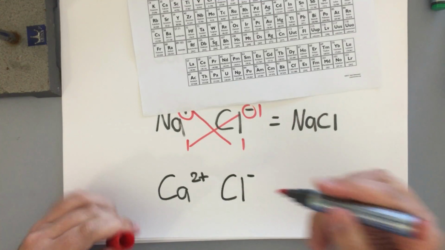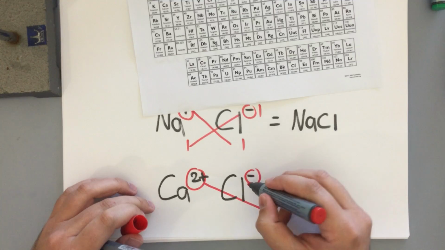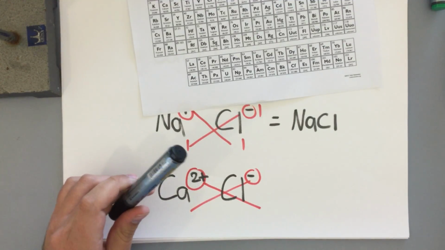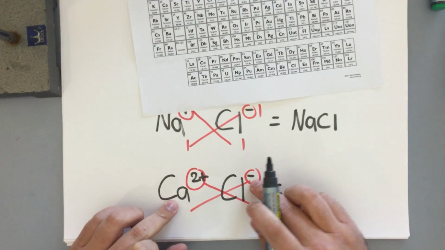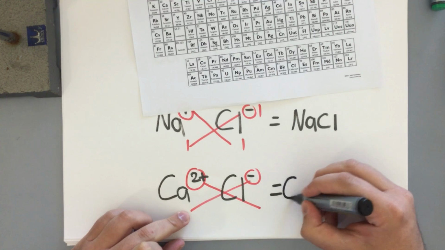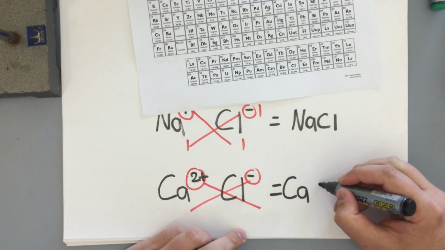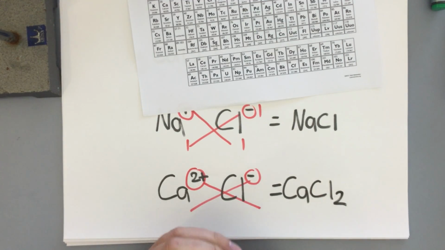Now we do our swap and drop. So this 2 comes down to here. This 1 goes down to there. So when we write the formula, it will tell us Ca1, chloride 2. So we have CaCl2 for calcium chloride.